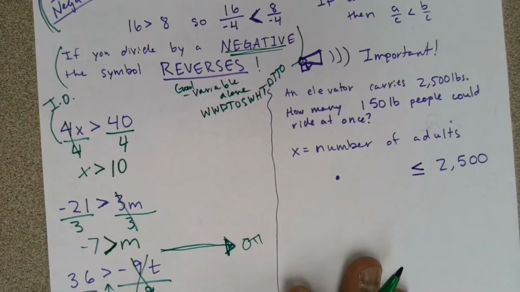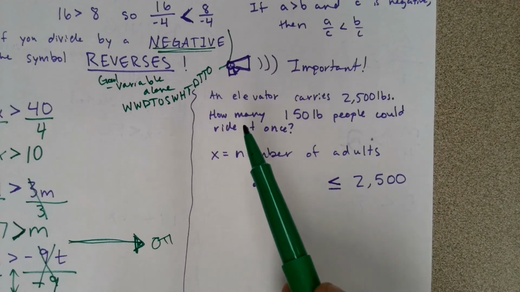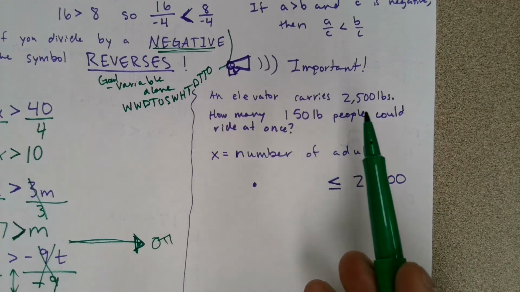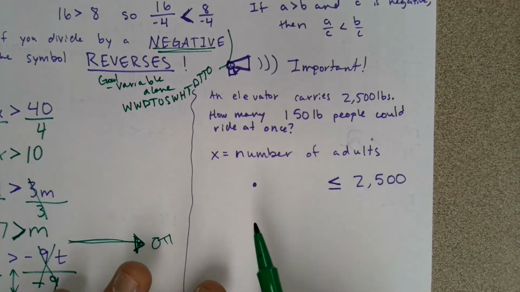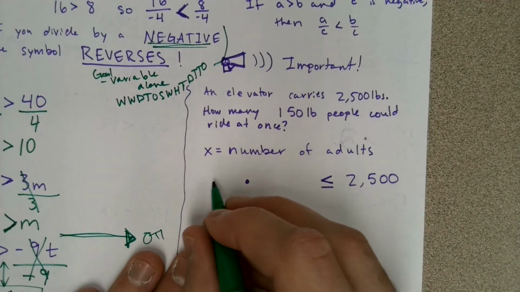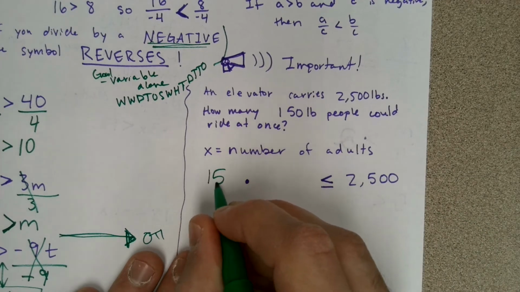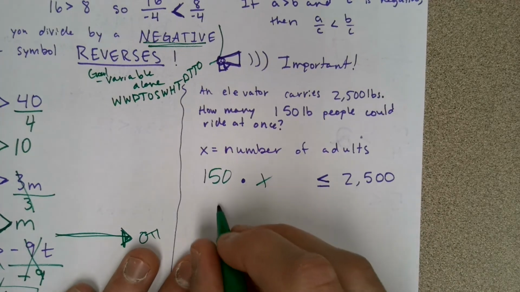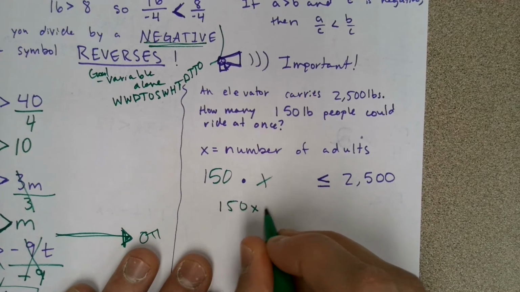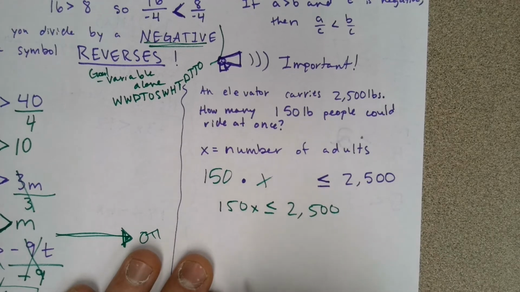Okay. An elevator carries 2,500 pounds. How many people, or how many 150-pound people could ride at once? X is the number of adults. We're going to set up our problem here. We know that to get 2,500, we're going to do 150-pound people, and we're going to figure out how many of them we can do. Rewrite this as 150x is less than or equal to 2,500.